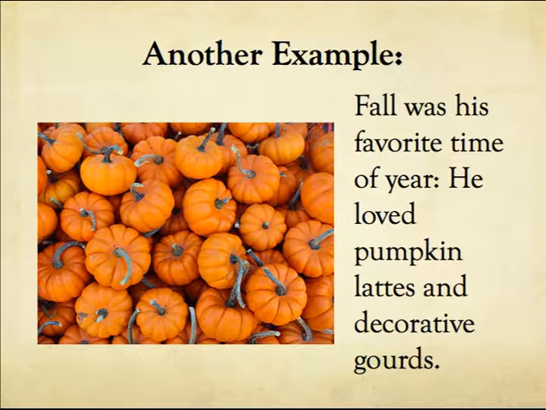Here's another example. Fall was his favorite time of year: he loved pumpkin lattes and decorative gourds. Well, who doesn't? The first part of that sentence, fall was his favorite time of year, introduces an idea that we're kind of wondering, well, why is that his favorite time of year? And there's the colon to help us. Well, it's because he loved pumpkin lattes and decorative gourds.